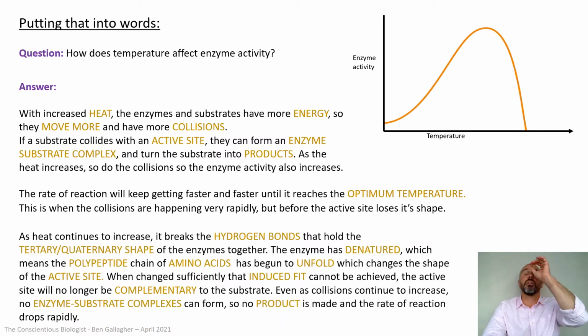That then takes you to the downwards part of this graph, that as heat continues to increase, it breaks the hydrogen bonds that hold the tertiary/quaternary shape of the enzyme together. The enzyme is denatured, which means the polypeptide chain of amino acids has begun to unfold, which changes the shape of the active site. When changed sufficiently, the induced fit cannot be achieved. The active site will no longer be complementary to the substrate. So even as collisions continue to increase, no enzyme substrate complexes can form, so no product is made, and the rate of reaction drops rapidly. Okay.